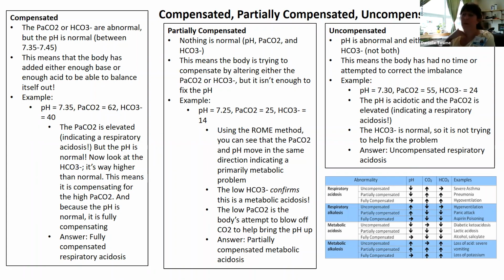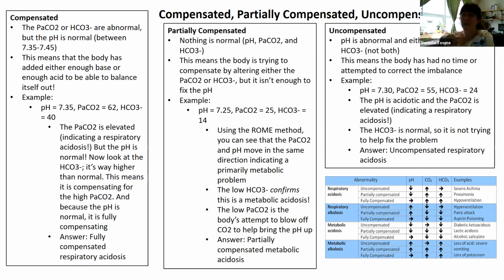So let's talk about an example. If we got a pH of 7.35, okay, that's normal, right? Because it's between 7.35 and 7.45, so that's normal. Our PCO2 is 62, so is that high or low? It's high. And our bicarb is 40. So is that high or low? That's also high because normal is 22 to 26.